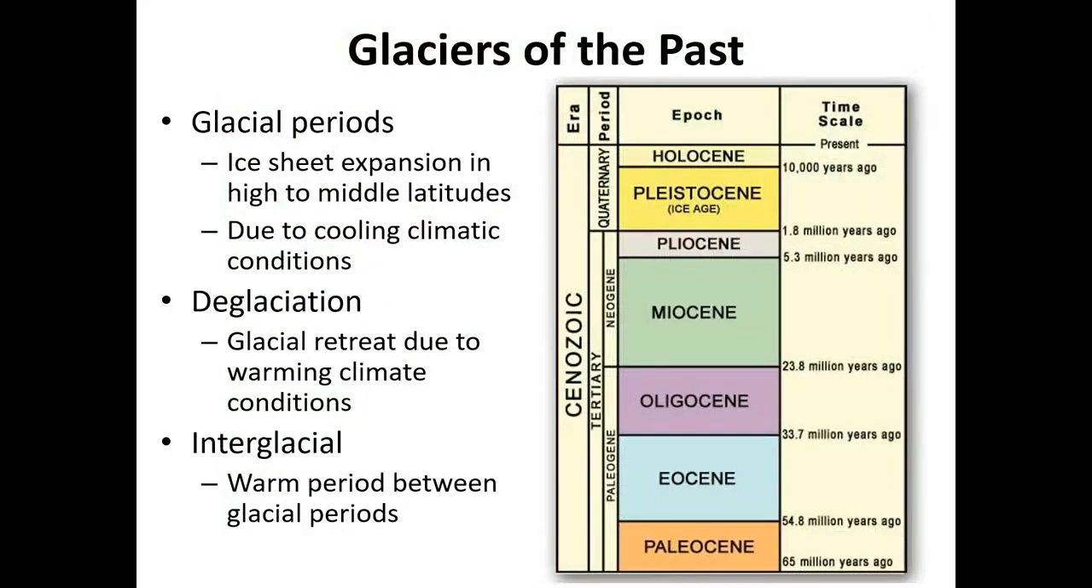So glaciers have started to become more common at the beginning of the Pleistocene, or the Ice Age. This is a period of time that started roughly 1.8 million years ago, going up to about 10,000 years ago. So it's a fairly long period of time. And within this period of time, there have been dozens of ice ages.